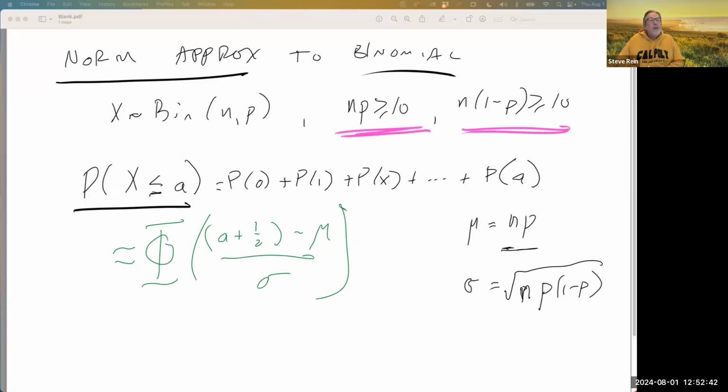So let's try a problem, and this is going to be fairly straightforward, and we'll do it with flipping coins. If I'm going to flip a coin 100 times, and if it's a fair coin, and that's always a radical thing, fair coin, what's the chance of 43 or fewer heads?